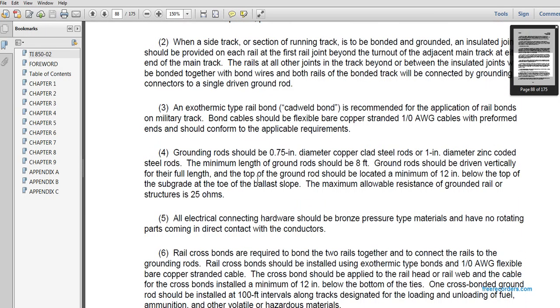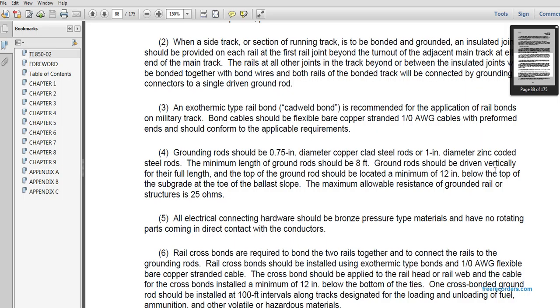An exothermic type of railway bond, or Caldwell bond, is recommended for the application of rail bonds on military track. Bond cables should be flexible, bare copper, standard 1/0 AWG gauge, with preformed ends, and should contain the applicable requirements. Ground rods should be 3/4 of an inch diameter copper clad steel rods, or 1 inch diameter zinc coated steel rods. The minimum length of the ground rod should be 8 feet.